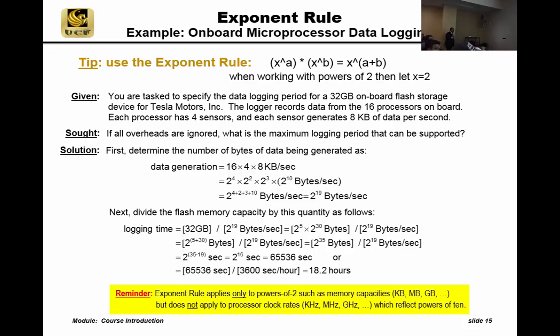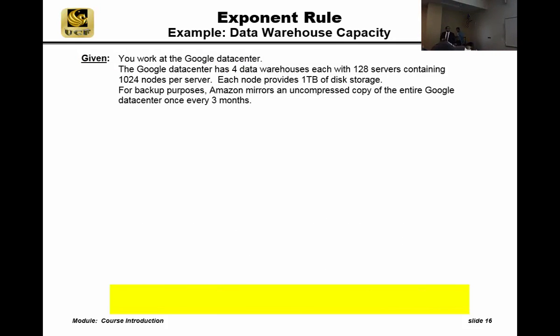And the key thing to keep in mind is when we work with powers of 2, it's only bits and bytes. Okay, if you're going to work with the exponent rule with gigahertz, megahertz, nanometers, it's going to be powers of 10. Okay, so let's go to the other extreme now.